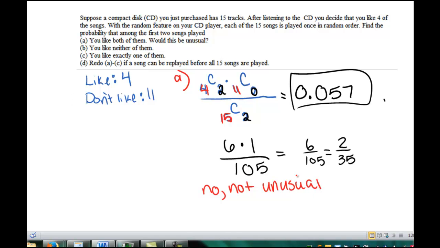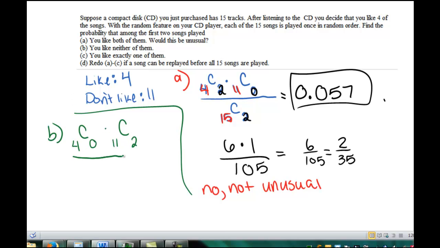Okay, for part B, we want to find out the probability that we're going to like neither of them. We're still thinking about the ones that we like, and the ones that we don't like. We've divided this into 2 categories. So of the ones we like, we're hoping to choose 0 for this example. And of the 11 that we don't like, we're hoping to choose 2. And again, the bottom's going to remain the same with that 15 choose 2. So of the 4 that we like, we're going to choose none, and of the 11 that we do not like, we're going to choose 2.